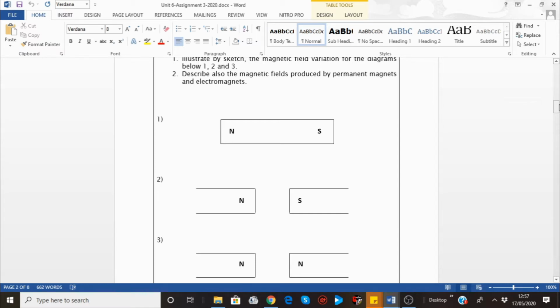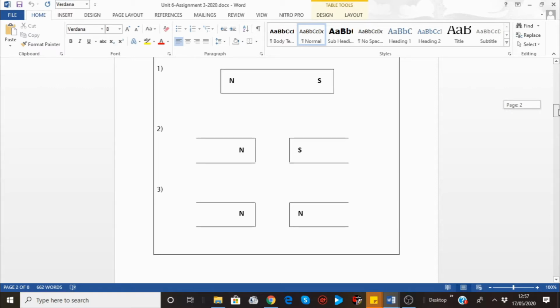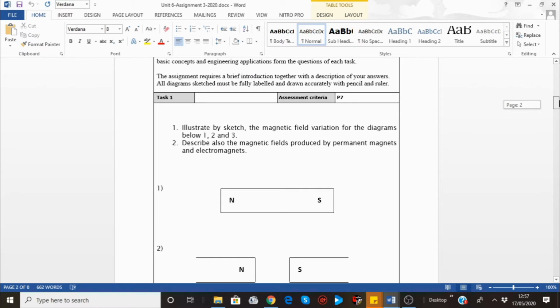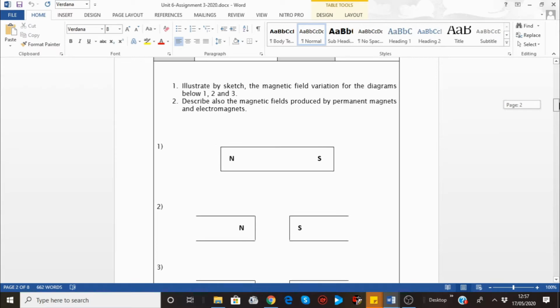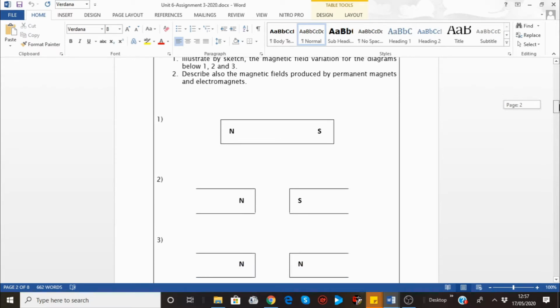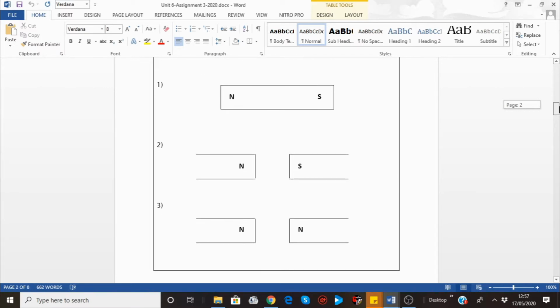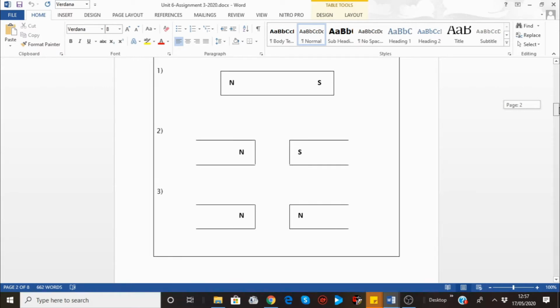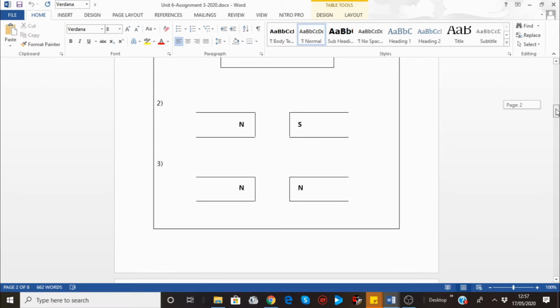Right, we want to answer some of the questions here in regards with electromagnetism. So the first question I have here: illustrate by sketch the magnetic field variations for the diagrams below 1, 2, and 3, and also describe the magnetic fields produced by permanent magnets and electromagnets. We've already explained that in the lessons, and the lessons are very explanatory, really. Have gone into details.